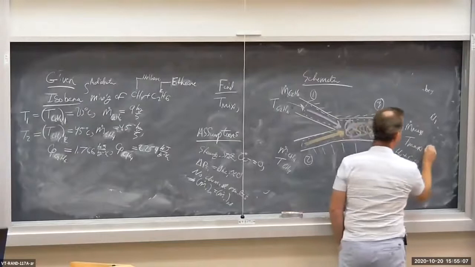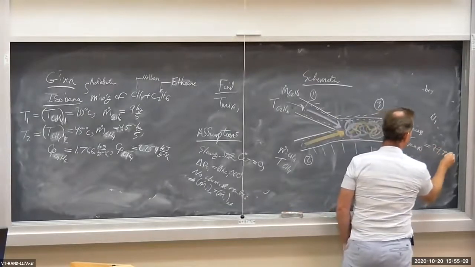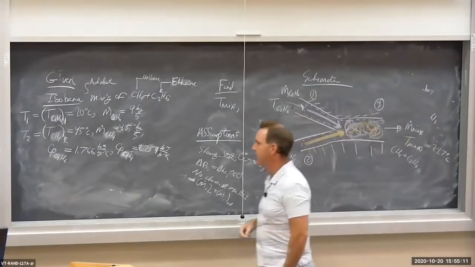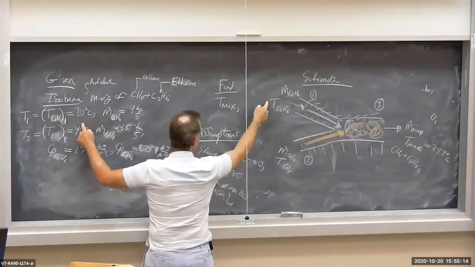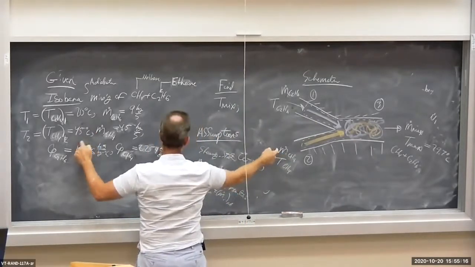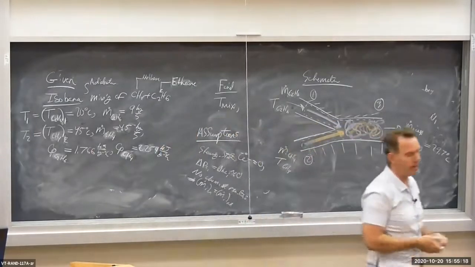T mix, 29.7 degrees C. Inlet temperatures were 20 degrees C and 45 degrees C for the ethane and the methane, okay?